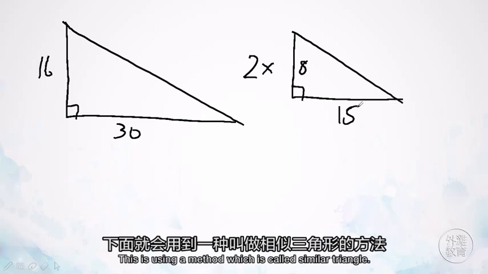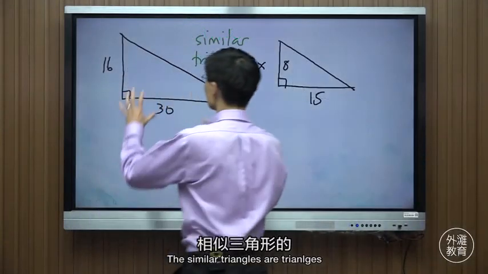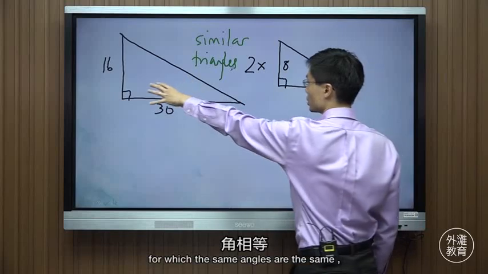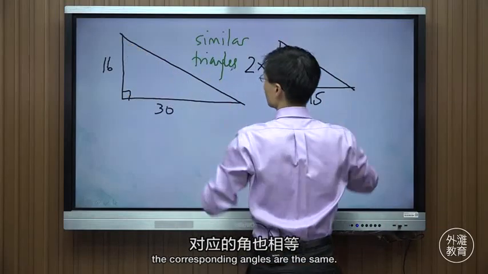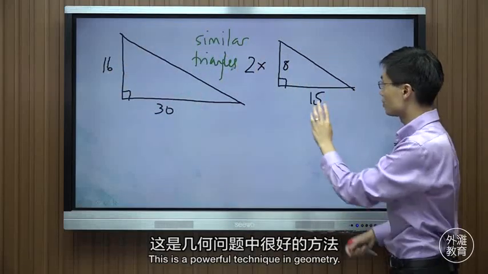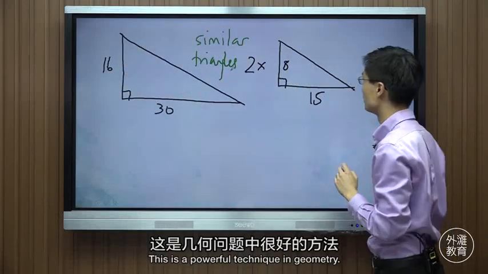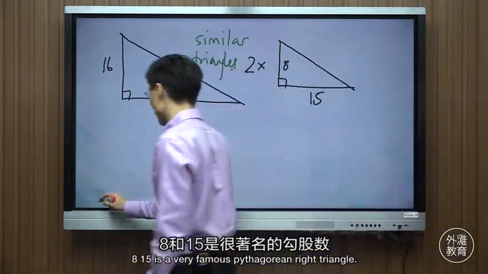This is using a method which is called similar triangles. Similar triangles are triangles for which the corresponding angles are the same, and then the sides all scale by the same amount. This is a very powerful technique in geometry. 8, 15 is a very famous Pythagorean right triangle.